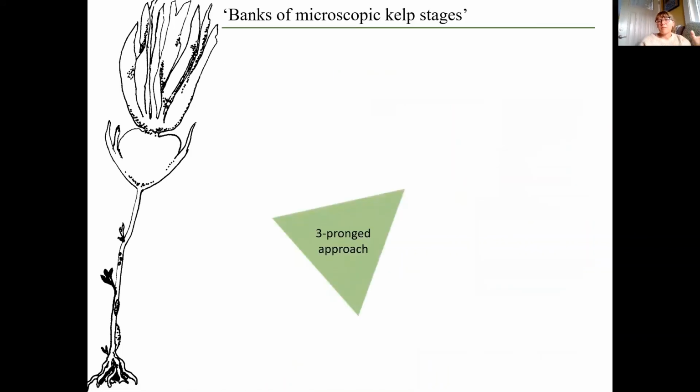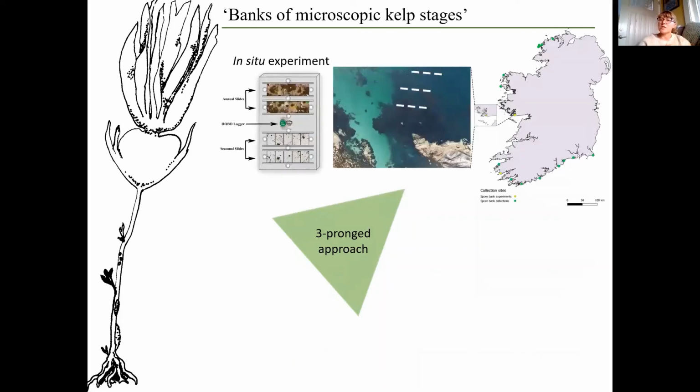To look at the bank of microscopic kelp stages, we've taken a three-pronged approach, and it's actually quite a cool project. So we have an in situ experiment. It was located in 2 locations, in Derrynane down in Kerry and also in Carrow in Connemara. We had cement blocks in 3 transect lines across the kelp forest: in the inner kelp forest, middle, and the outer kelp forest.